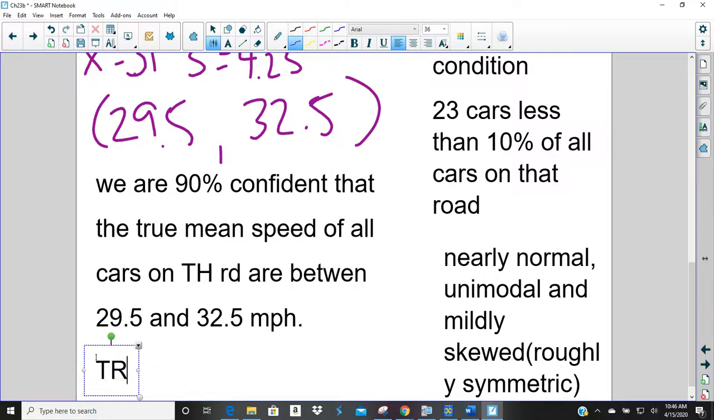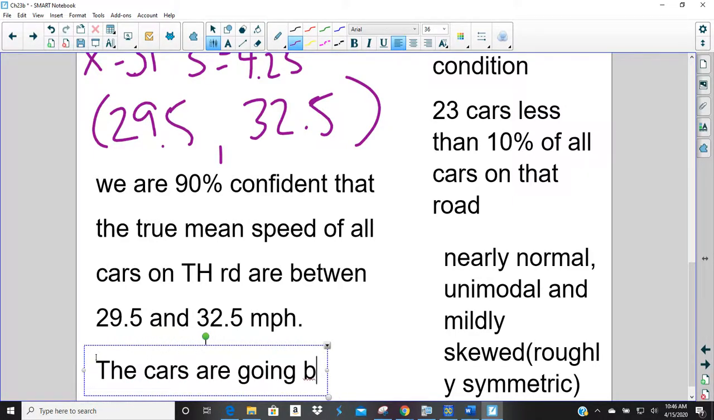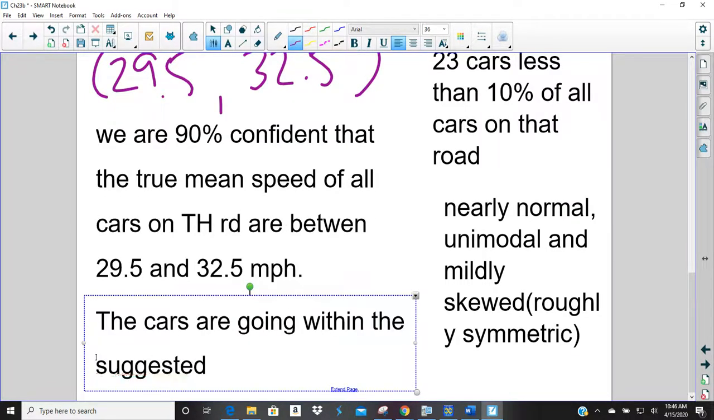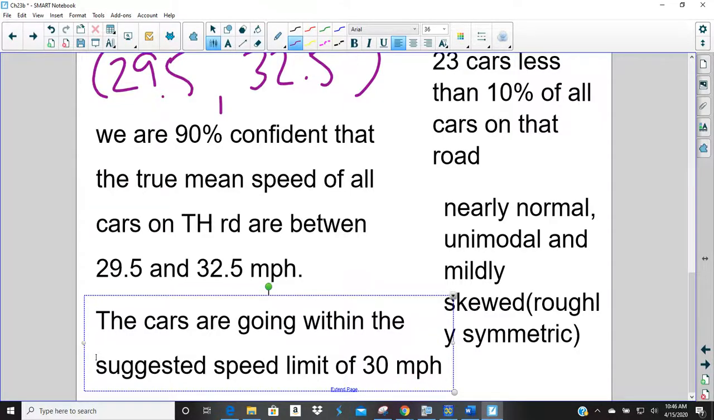The cars are going within the suggested speed limit of 30 miles per hour, because it's in between that interval. So this person is upset for no reason. Last thing I just want to mention is, what would a 90% confidence level mean? It would mean that if we did this sample over and over again, 90% of our samples would contain the true mean.